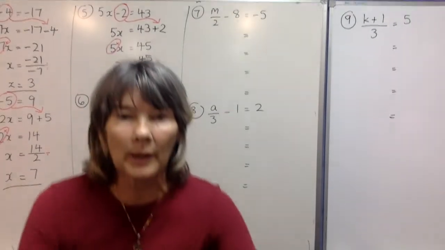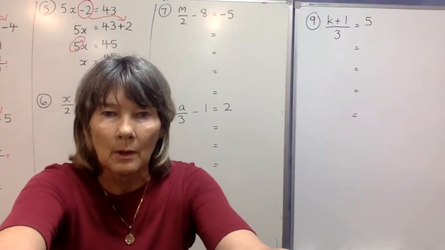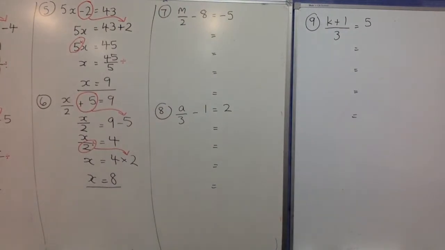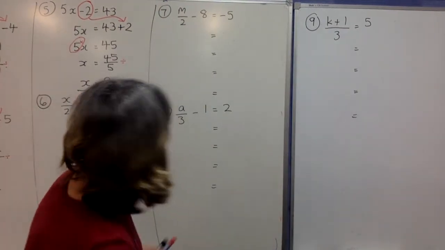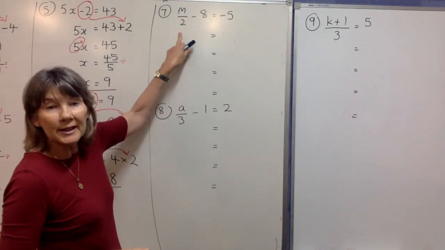Hopefully we can see all that properly. All right, so we're looking at number 7. In number 7, the best friend is the 2 underneath the m.